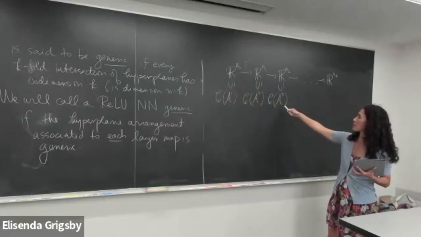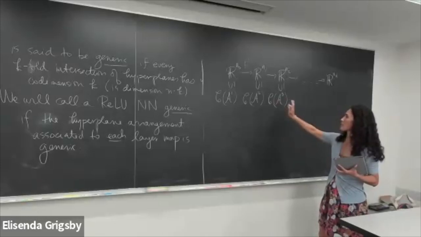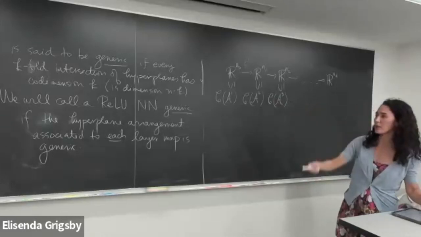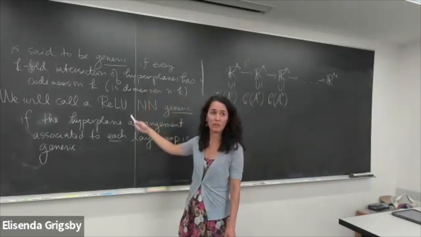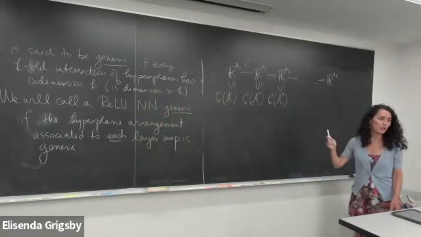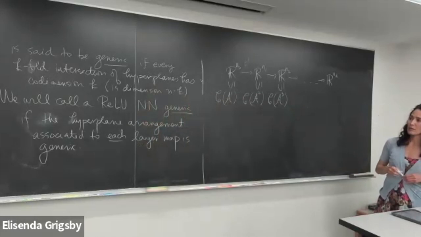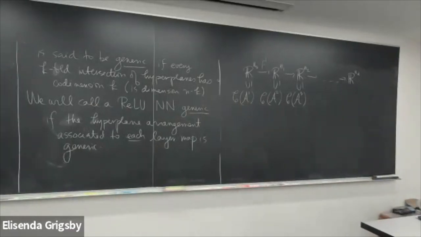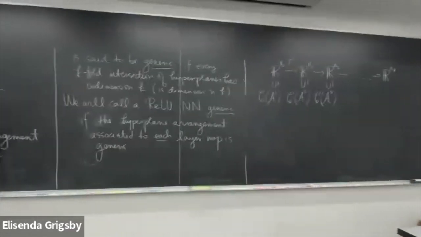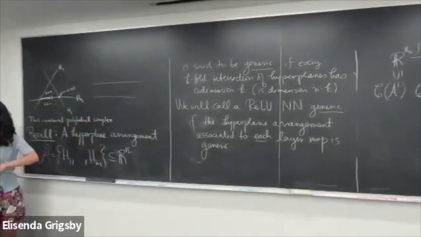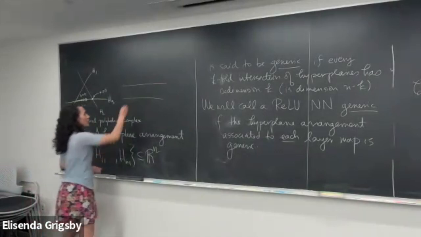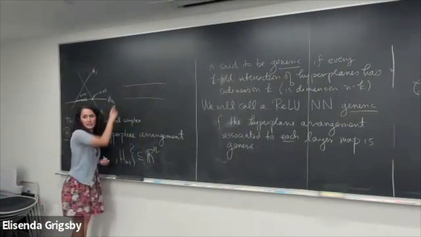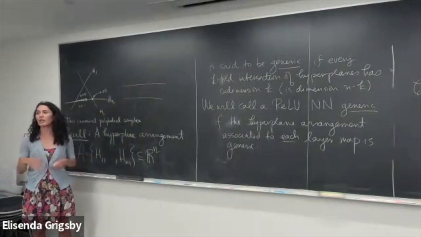And the point is that, as a first pass at understanding what the typical case is for these, you might make this definition that you want these hyperplane arrangements to be generic. So in particular, this is an example of a generic hyperplane arrangement. But for example, if you have two hyperplanes that are parallel, then this is not generic, because you want these two hyperplanes to intersect in an affine linear subspace of codimension 2, and they don't.